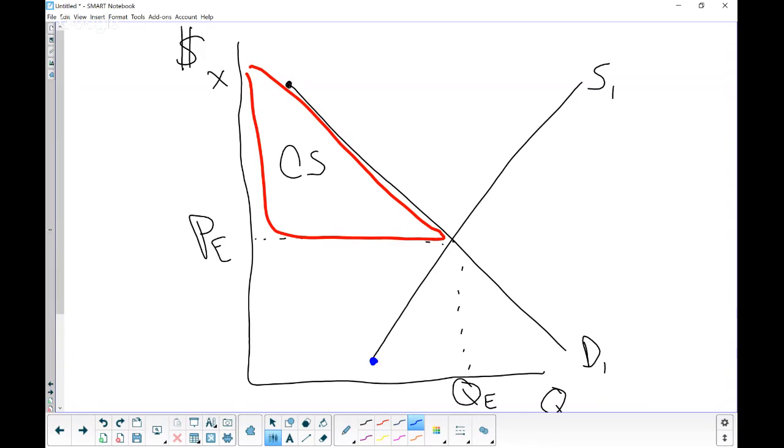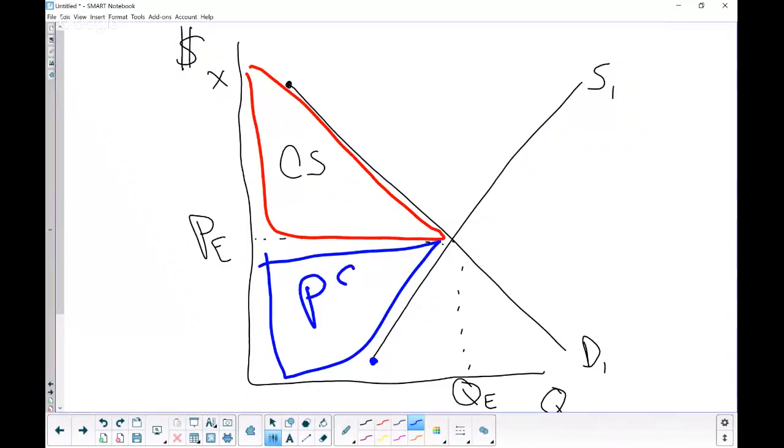Willing to sell it here, did sell it. Willing to sell it there, did. Willing to sell it at a higher price, did not have anybody willing to buy it at that price. So therefore, they didn't sell it. So this area here is going to be our producer surplus. Okay, that's going to be our producer surplus. So again, we can see consumer and producer surplus are huge concepts that are going to play a role.